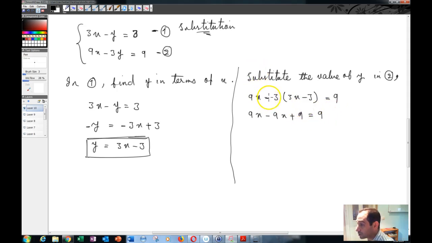So let me see if I haven't made any mistakes here. So 9x minus 3y is equal to 9. So minus 3y, y was equal to 3x minus 3. So 9x minus 9x, I'm getting 0 is equal to 0, I suppose. Because these two you can cancel out. See over here, what's happening is that these two you can cancel out here, and these two you can cancel out from both sides of the equation, and I'm getting 0 is equal to 0, which is true.